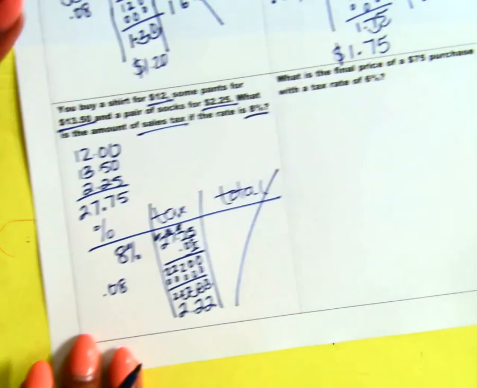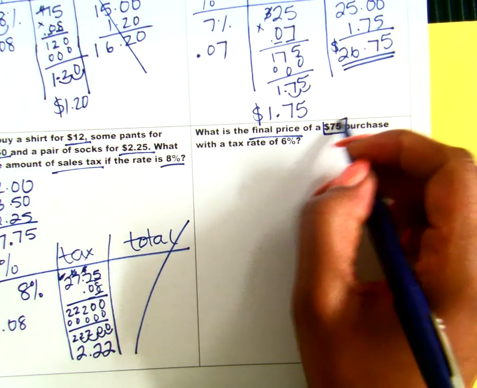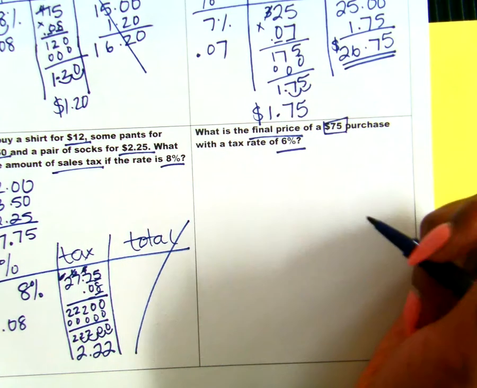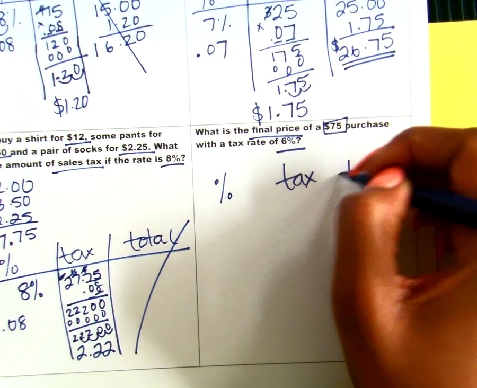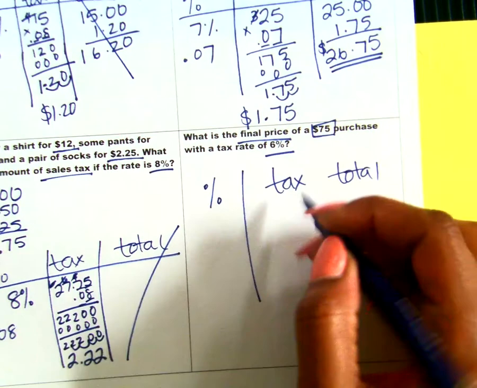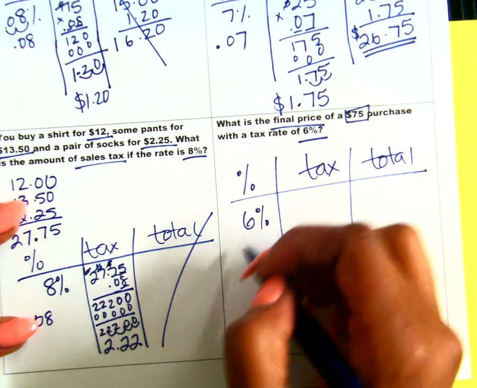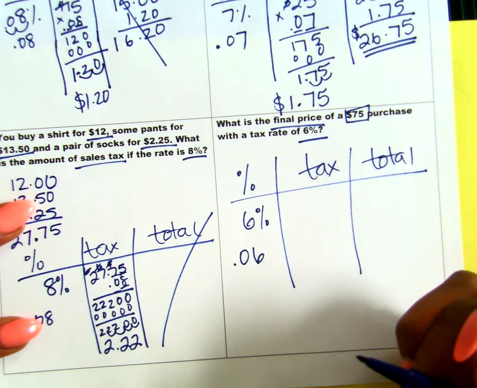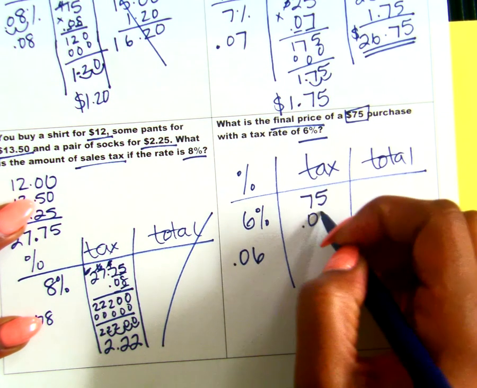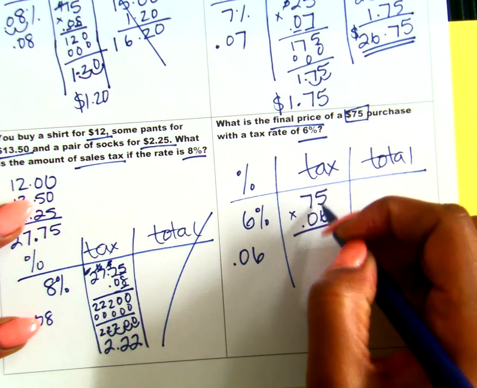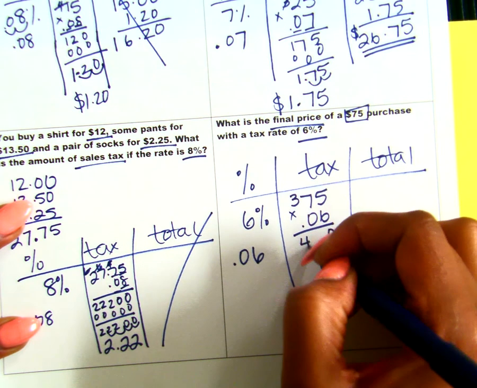Now our last one, let's take a look. What is the final price of a $75 purchase with a tax rate of 6%? Go ahead and make your chart, your percent, your tax, and your total. All right, 6%, change to a decimal is 0.06. Our price is $75, so let's multiply that times 0.06 to get our sales tax. 5 times 6 is 30. 6 times 7 is 42, plus 3 is 45.